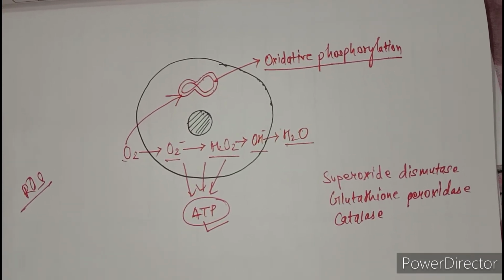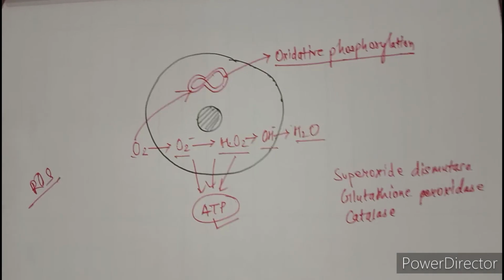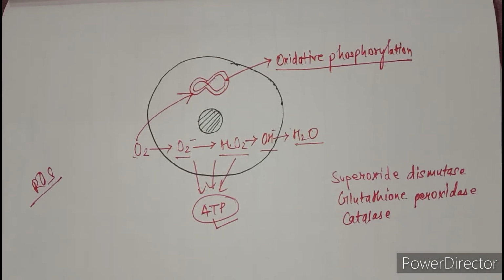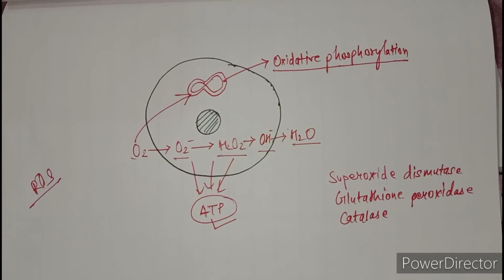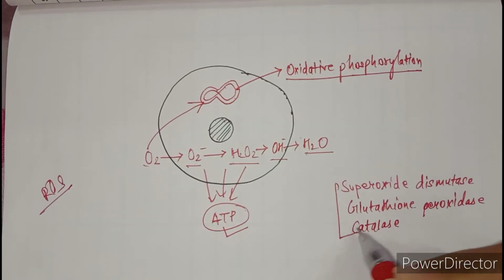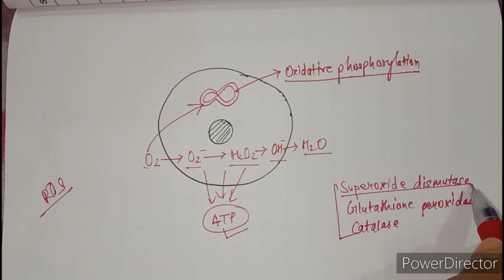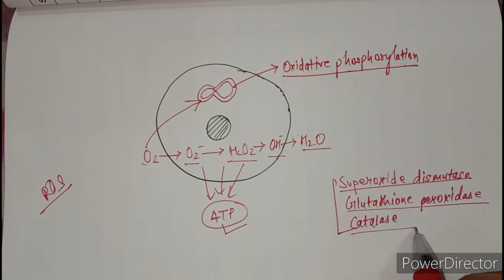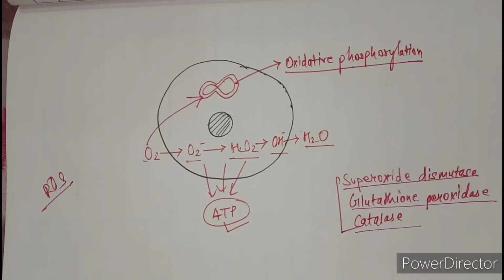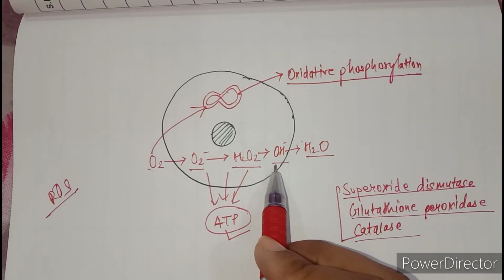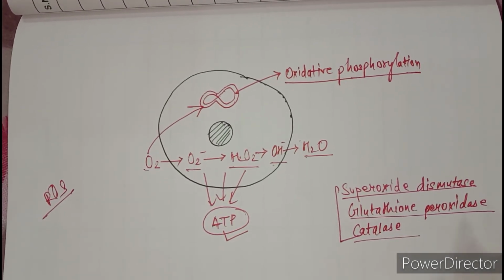Since these are reactive oxygen species, that is free radicals, the cell has a backup plan to eliminate them in the form of enzymes such as superoxide dismutase, glutathione peroxidase and catalase. So these enzymes eliminate those free radicals and there is no damage to the cell.